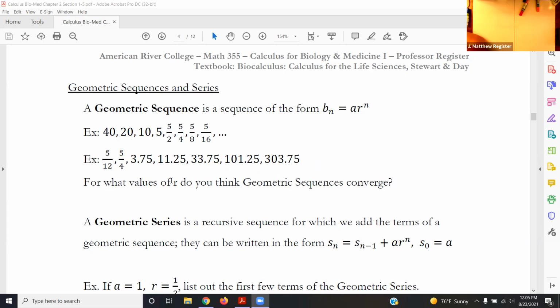One thing that is interesting, though, is sometimes you add up all of the elements of a sequence. And when you do that with a geometric sequence, it turns out you get something fairly nice. And so a geometric series is a recursive sequence for which we add the terms of a geometric sequence. And so we would go from 40 to 60, because we would do 40 plus 20 is 60. And then we would add 10, which would give us 70, and then 75, and then 77.5, and then just continue on and on and on. And the question becomes, does it approach some value? Does it converge or diverge?